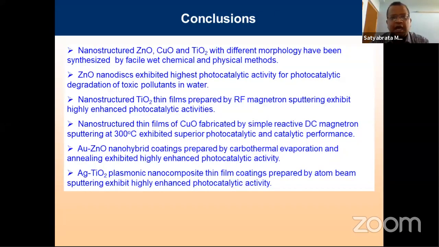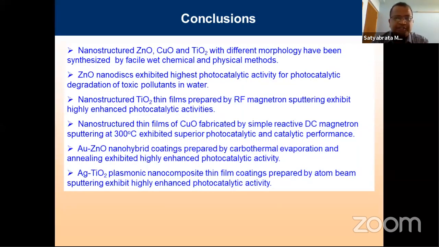We have synthesized an array of metal oxides and their hybrids with plasmonic nanostructures and numerous two-dimensional materials. In this instance, nanostructured zinc oxide, copper oxide, and TiO2 with different morphologies have been synthesized. Zinc oxide nanodiscs exhibit the highest photocatalytic activity. They detoxify very high concentrations of organic pollutants in just 8 minutes under the sun. This is one of the most cited works from the group, with around 230 citations so far.